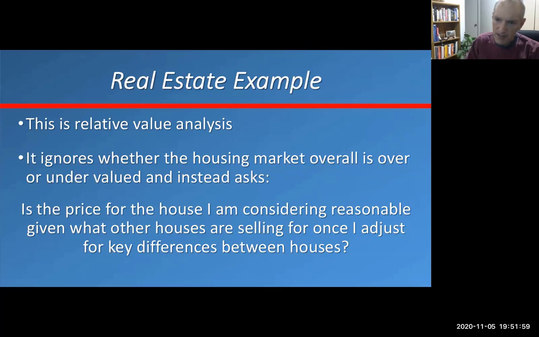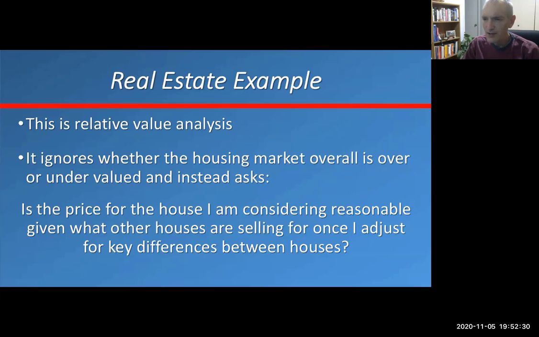So relative value analysis ignores whether the entire housing market is overvalued or undervalued. It's hard to do that. It's really hard to value a residential house. You can do it in terms of savings on rent. You say, instead of buying this house, I'll be living in an apartment, and you could try to value it that way, but it doesn't work all that well. So it's really hard to know what a house is really worth. So the housing market is almost entirely on a relative value basis. It's just about the only way to do it.